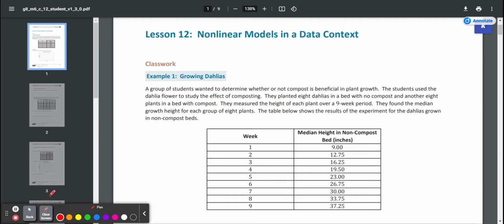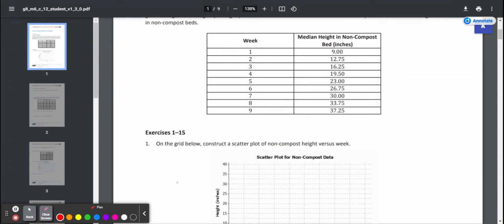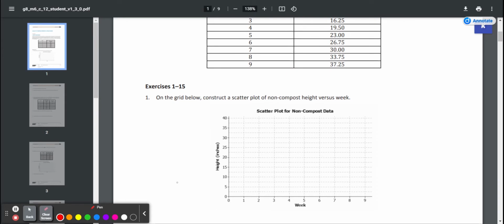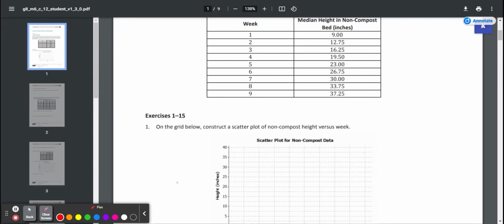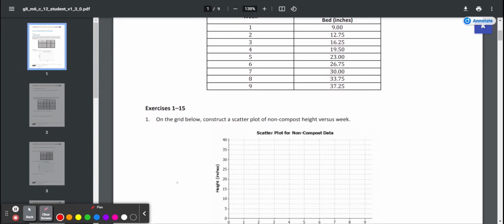All right, so let's move on to our scatter plot. What they want us to do for exercise 1 is to graph this, okay? For week number 1, we have to plot it at 9 inches. That's a little tricky here, so we're just going to go just below this 10. I think that's a good spot for it right there, okay? And week 2 is going to be at 12.75, so let's go about here. And week 3 is 16.25. Week 4 is 19.5.